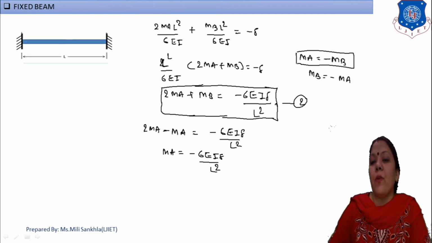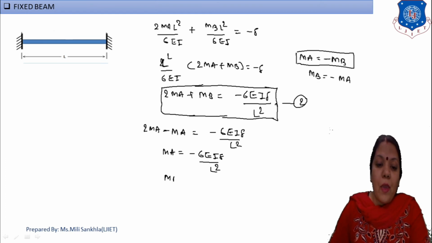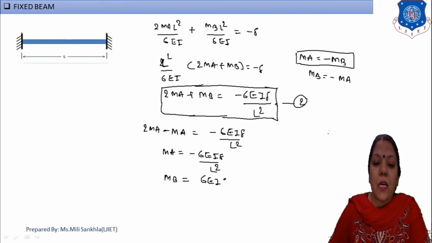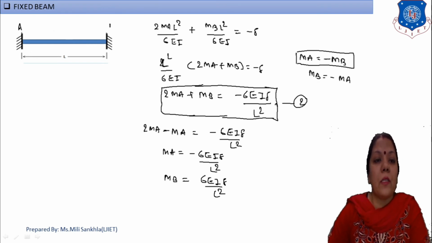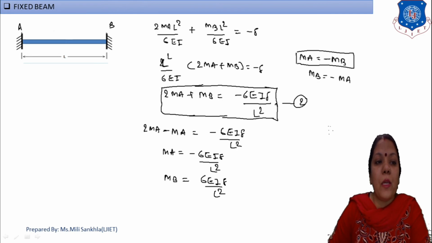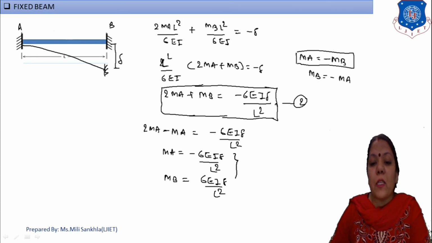Okay, now here MA is equal to minus 6EI delta by L square, so MB is equal to plus 6EI delta by L square. Now again here I draw the figure. This is our A point, this is our B point, and support B settled this way, and this is delta, and these two moments are our final answer.